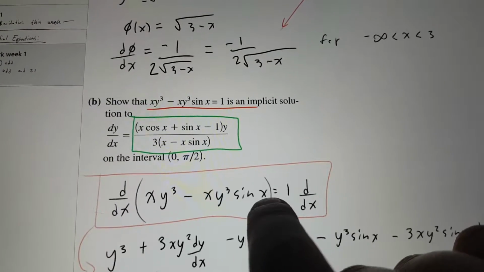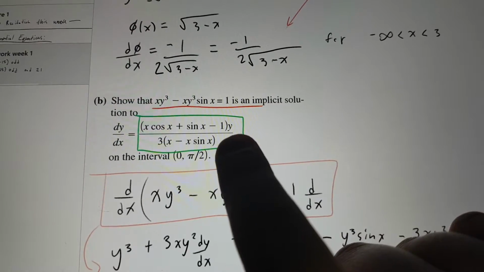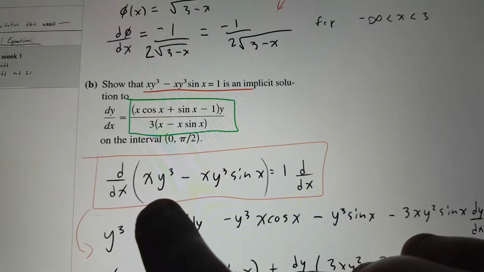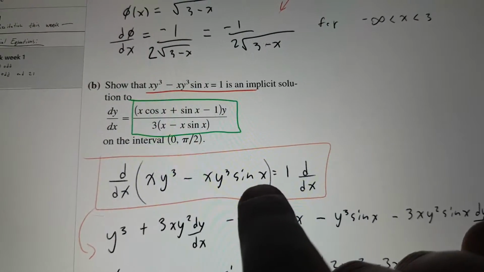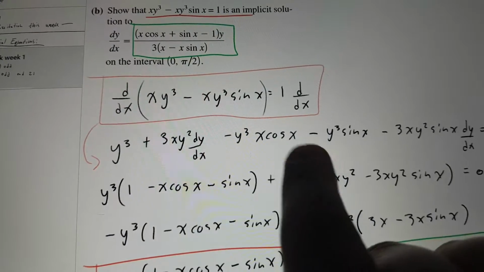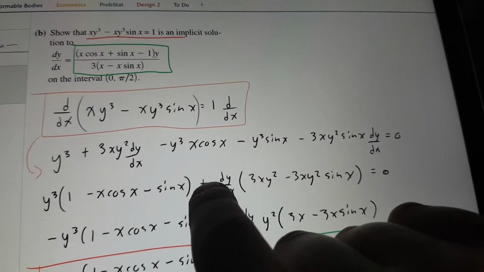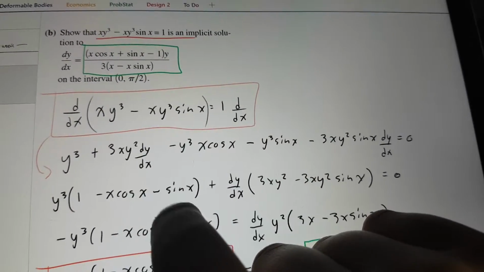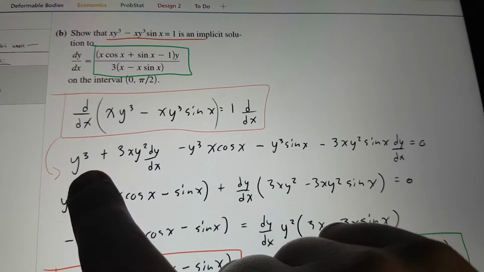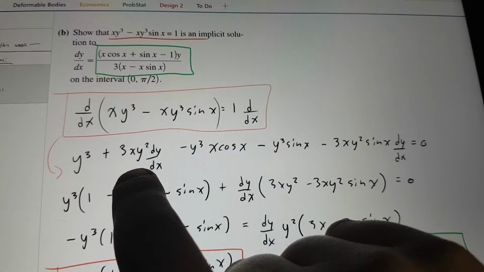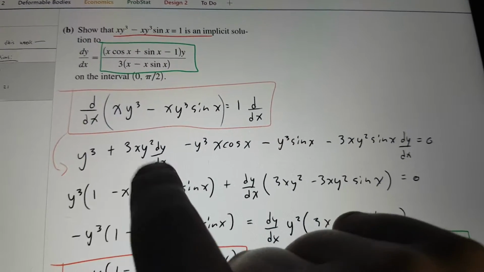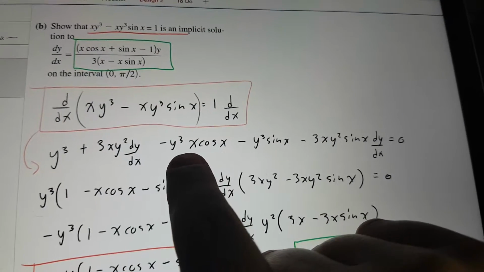So dy dx is this thing. So let's take the derivative with respect to x of this thing, and then we're going to get this, and there's a lot of chain rules in here. So xy cubed, the x drops out, and then this is 3xy squared dy dx, right? Because we're going to do both of them implicitly.